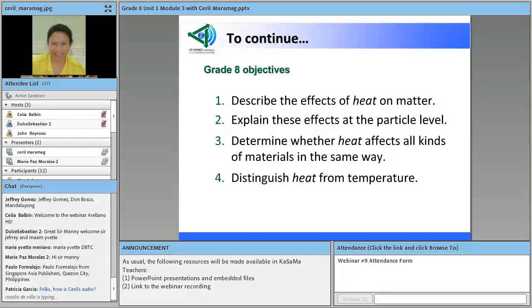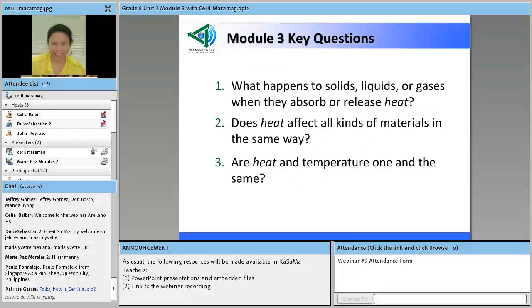And lastly, they should be able to distinguish heat from temperature, meaning they should be able to determine whether heat and temperature are one and the same. And if they are different, they should be able to distinguish one from another. Okay? So basically, the aim of this module is to seek answers to these questions.